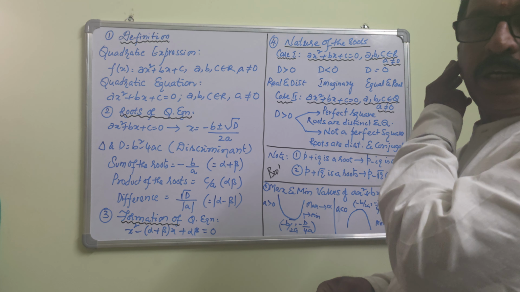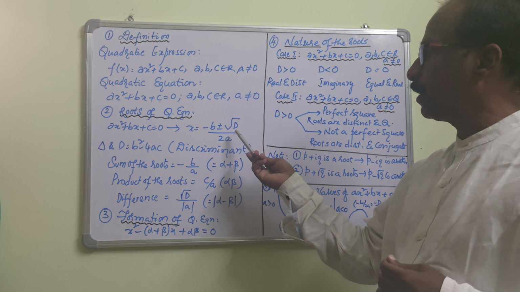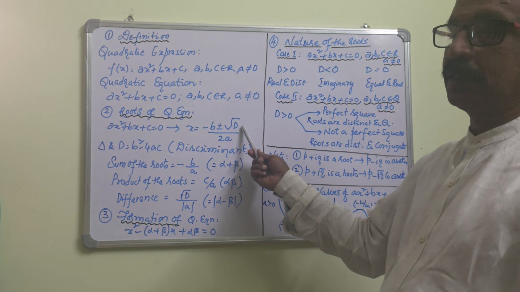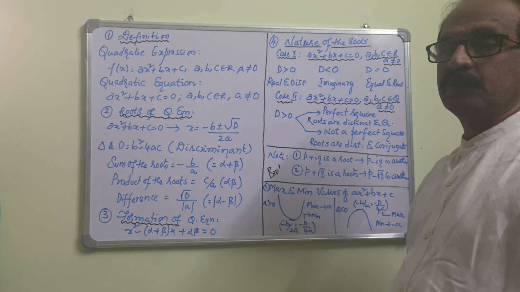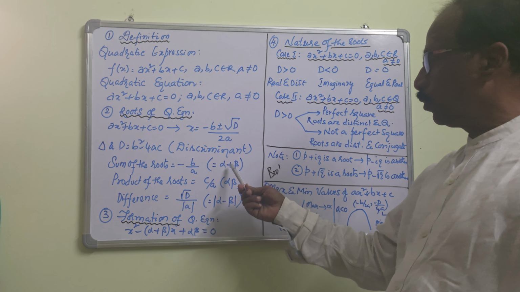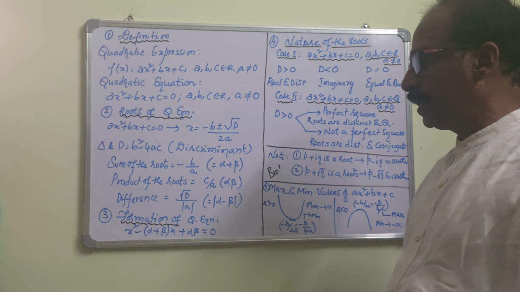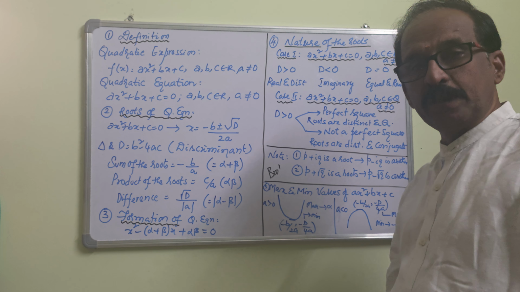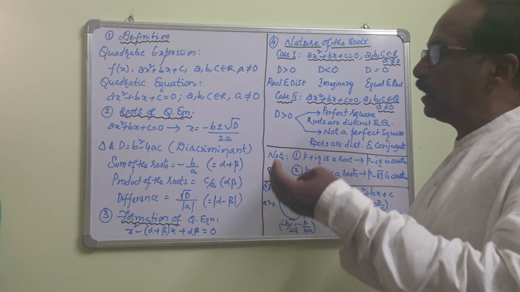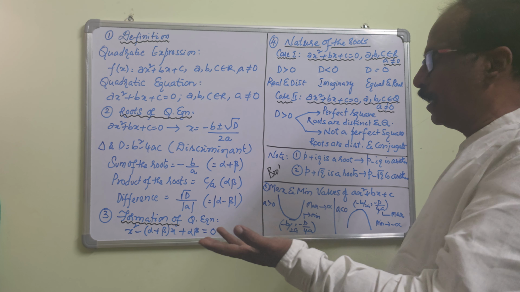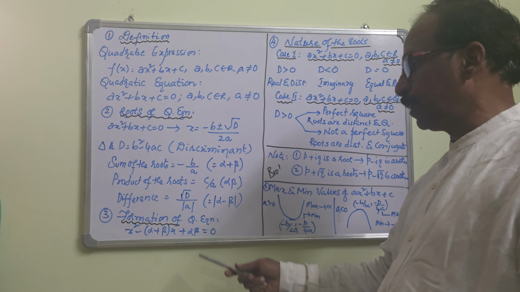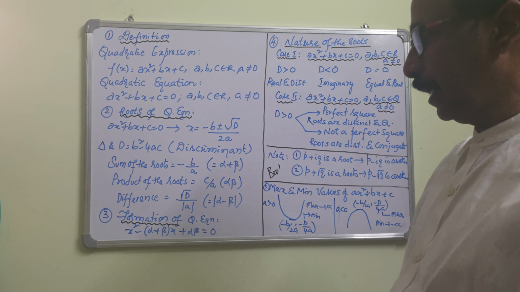And the roots of the quadratic equation, you know, x = (−b ± √(b² − 4ac))/2a, where b² − 4ac is denoted by either D or delta. It is called the discriminant. And the sum of the roots, if the roots are alpha and beta, is −b/a, the product of the roots is c/a, and the difference of the roots, as we may subtract lesser from higher or higher from lesser, to avoid negative we take the modulus of alpha minus beta. It will be √D/|a|.